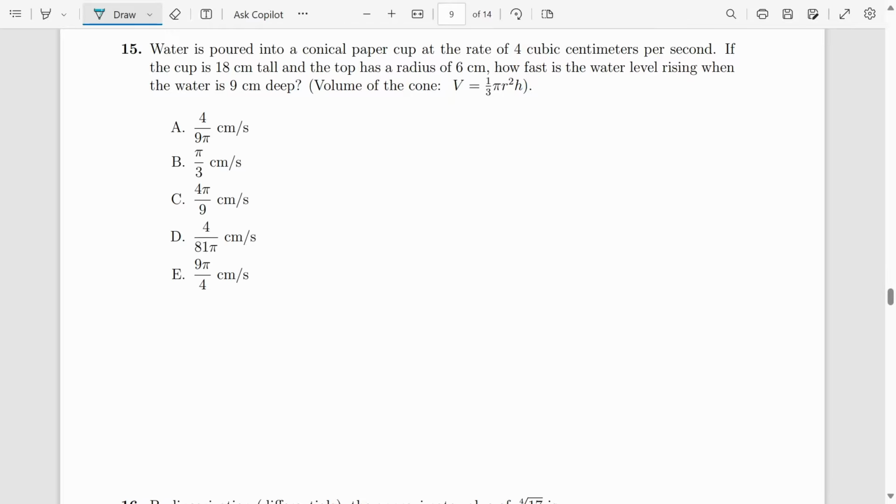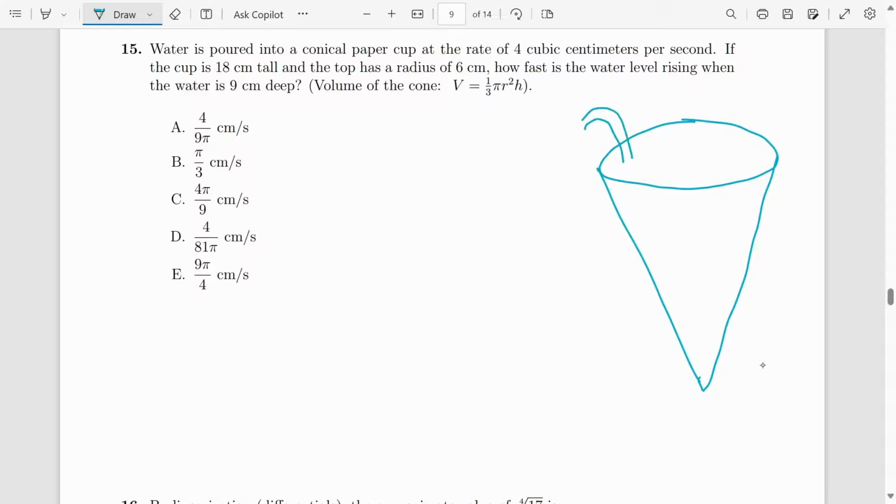Question 15. Water is poured into a conical paper cup at a rate of 4 cubic centimeters per second. Let's start drawing this out. We've got an upside down cone, the ones they have at workplaces and stuff, and it has water being poured into it at a rate of 4 cubic centimeters per second. If the cup is 18 centimeters tall, and the top has a radius of 6 centimeters, then how fast is the water level rising?